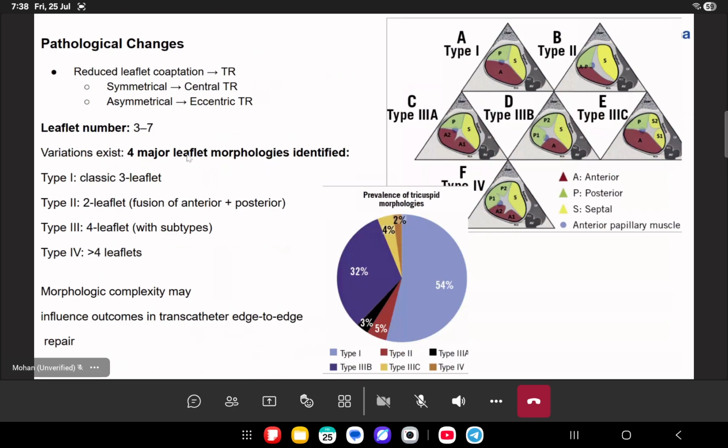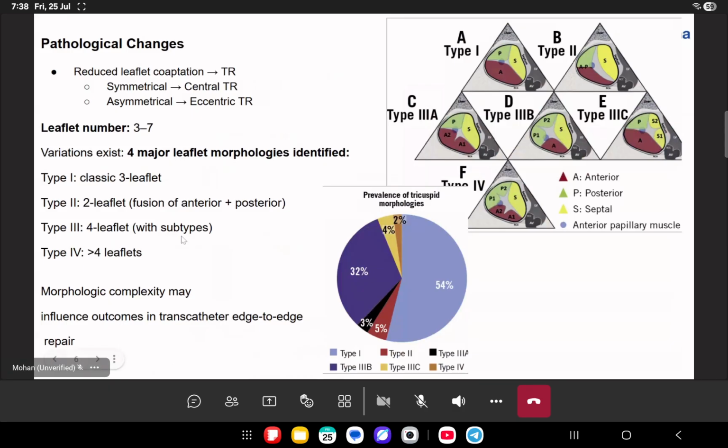Usually 90% of the cases will have a normal leaflet morphology, but other cases can have other morphology with leaflet number ranging from 3 to 7. So type 1 is the classic 3 leaflet morphology, which we can see here, and then type 2 is 2 leaflet, where the fusion of anterior and posterior happens.